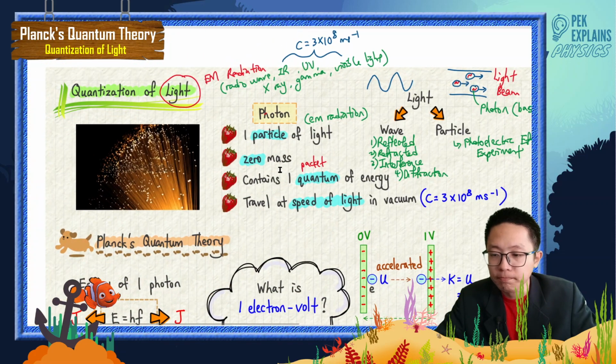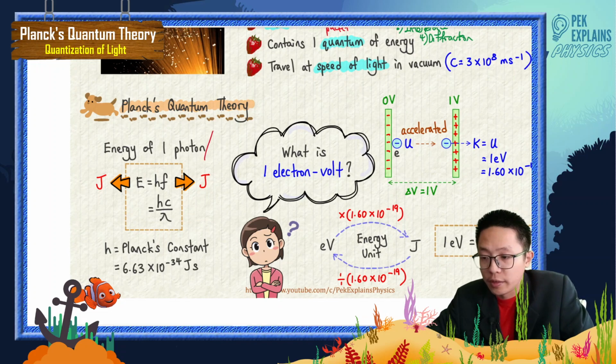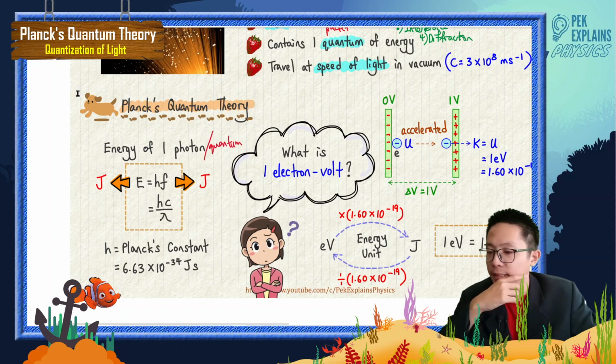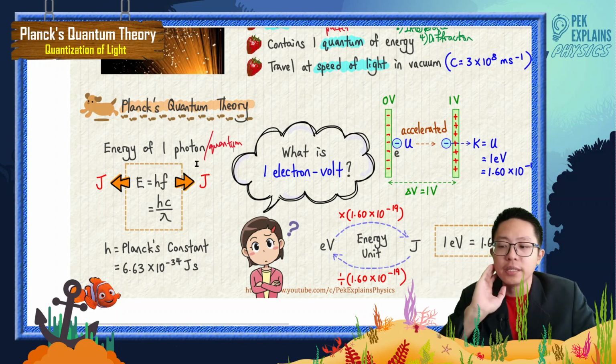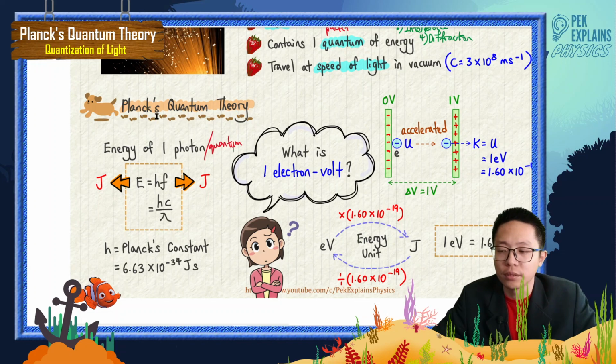So how to calculate this energy of one photon, or we can say energy of one quantum? We have a formula. This photon energy or quantum energy depends on the wavelength of light or the frequency of light. This is the most important thing in Planck's quantum theory. Okay, let us first look at what is explained in Planck's quantum theory.